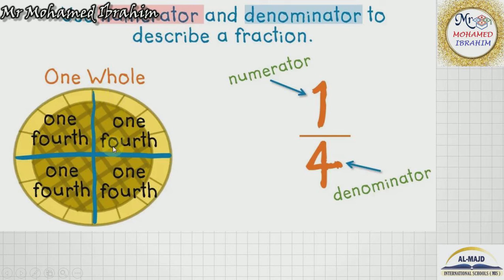Let's take one part. As you see, this is a whole, and we divided it into 4 equal pieces. Let's take one part. We will express this part as 1 over 4 or 1 out of 4. One part out of 4 parts. The number up is called the numerator, the number down is the denominator.